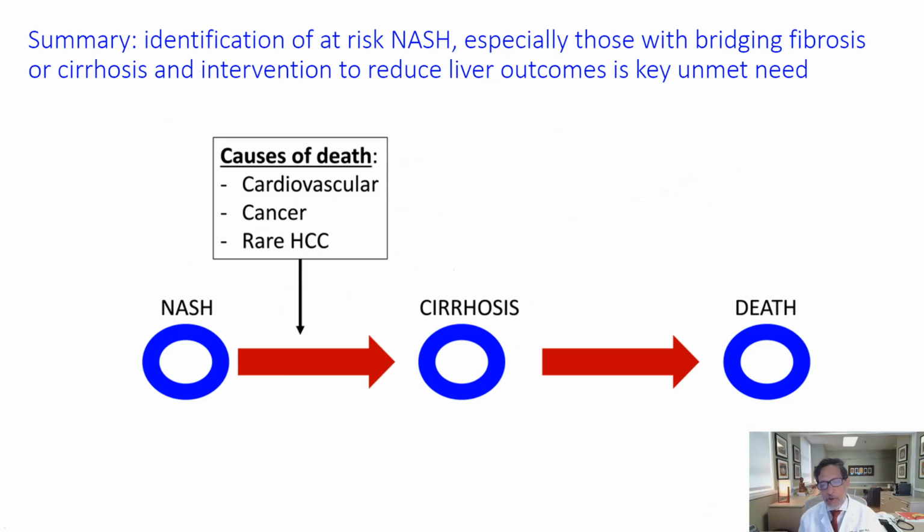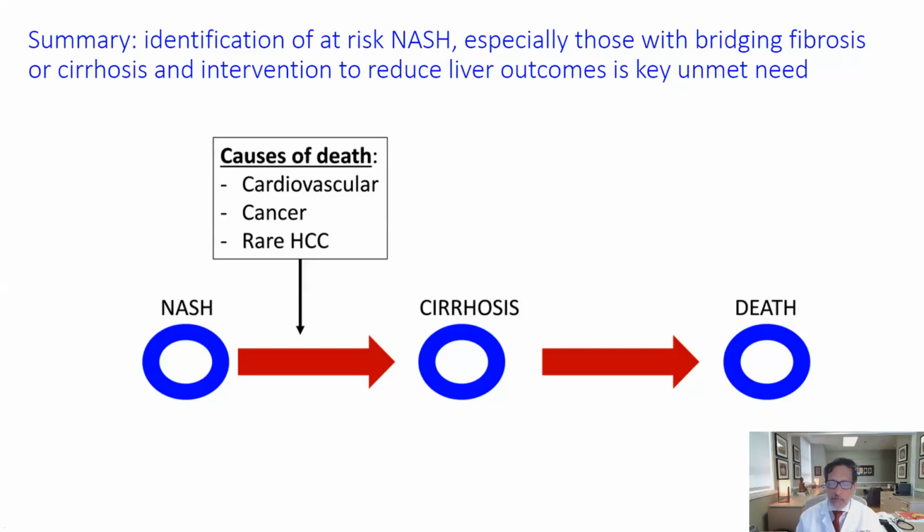So if you think about it in more simplistic terms, I always like to think about the journey of the liver in sort of a metro rail format, where if you start with NASH, the progression to cirrhosis, the cirrhosis station is a critical landmark in the natural course of the disease. Now, between NASH and cirrhosis, the causes of death and outcomes are predominantly cardiovascular, cancer, with rare hepatocellular carcinomas.